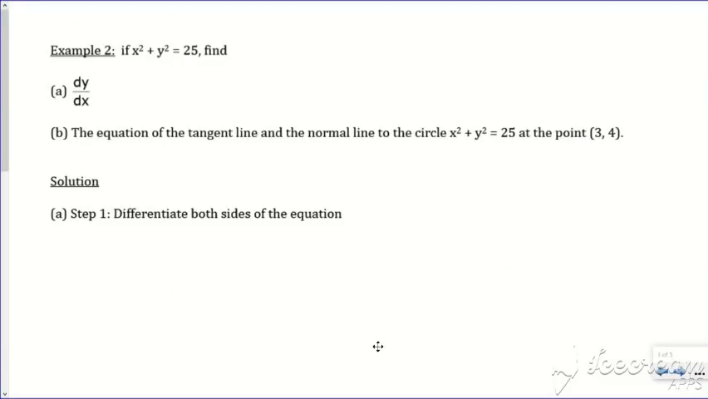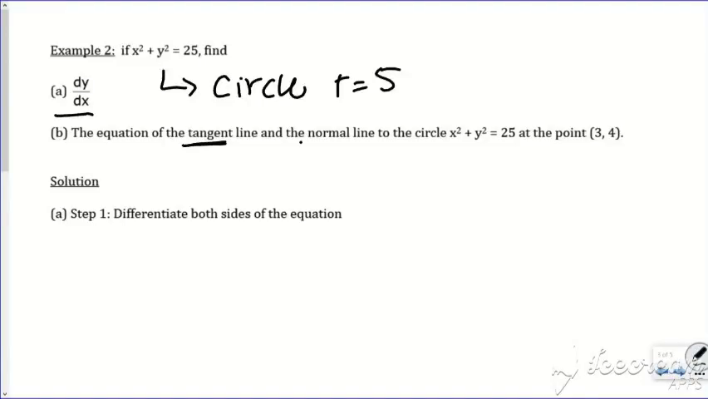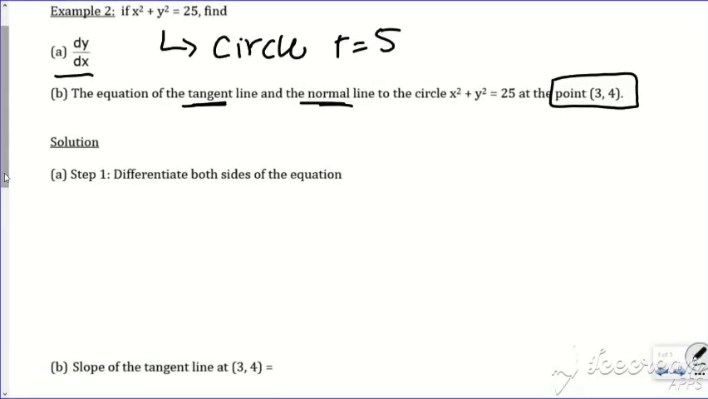In this next example, we also have an implicit equation. I could solve this for y, but we're going to try implicit differentiation just to get some more practice. And remember, this is an equation of a circle with a radius of 5. Okay? So first, I want to find dy/dx. Then I want to find the equation of both the tangent line and the normal line at (3, 4). Okay? So let's take this one step at a time.